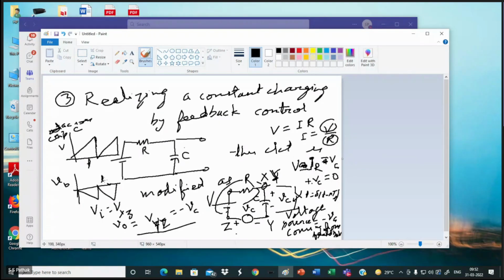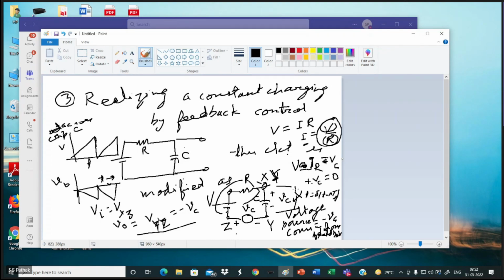This will be my T. So the slope will be negative, but it will be a linear slope, and that will be controlled. That slope will be controlled by this I, and I is nothing but the ratio V by R. By adjusting V and R, I can adjust my I, and that I can give me a linear sweep by this adjustment.